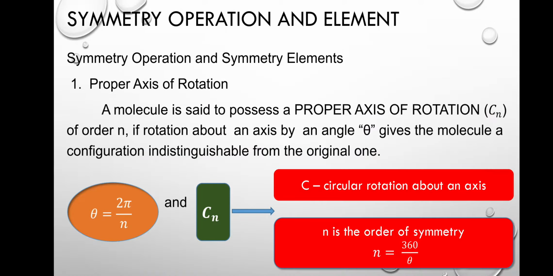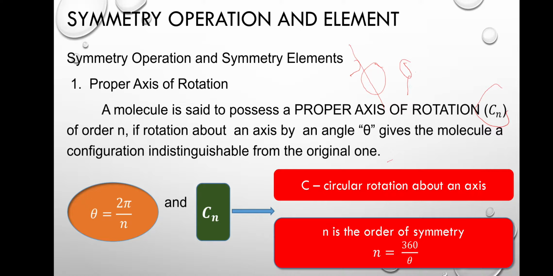A molecule is said to possess a proper axis of rotation, which we denote by Cn, if rotation about an axis by an angle theta gives a configuration indistinguishable from the original one. That is, we use a line to rotate the molecule in such a way that we get an identical structure. We call it a proper axis of rotation.